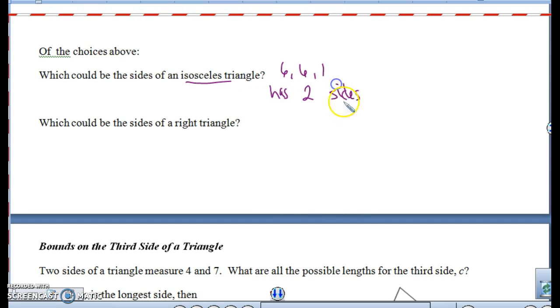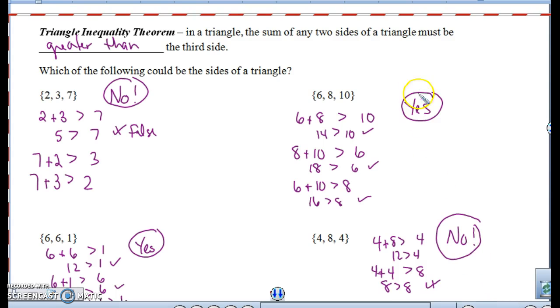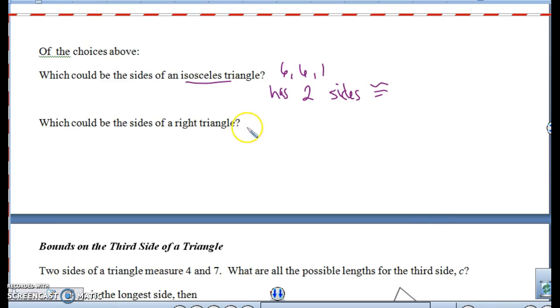So it has two sides that measure 6. So it has two sides congruent. Now, which could be the sides of a right triangle? That's actually the other one, this one right here, 6, 8, 10. Now, how can we figure that out quickly if it works or not?